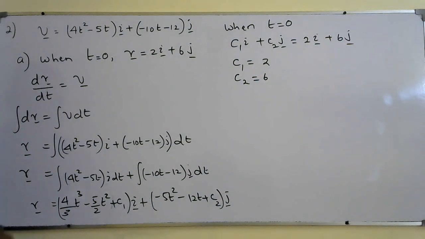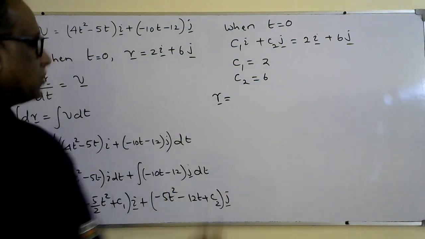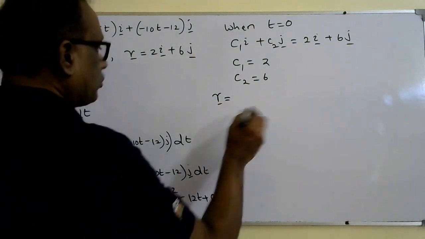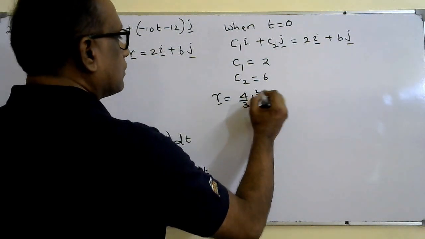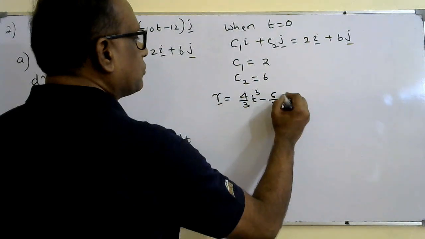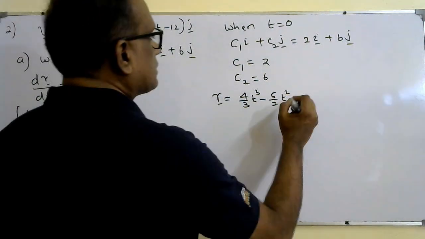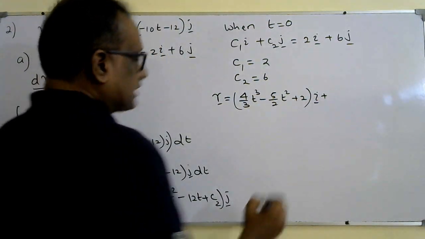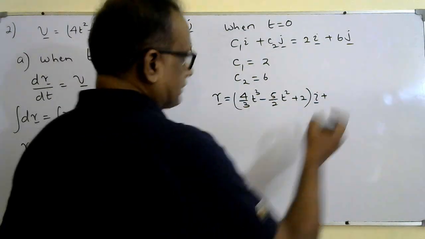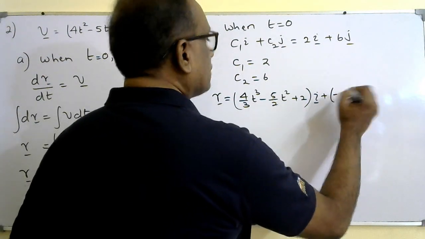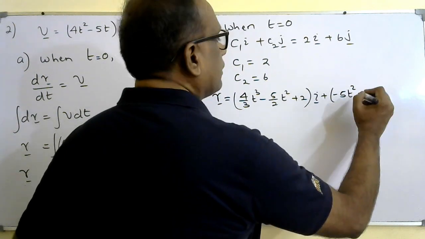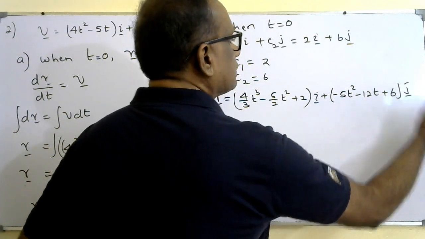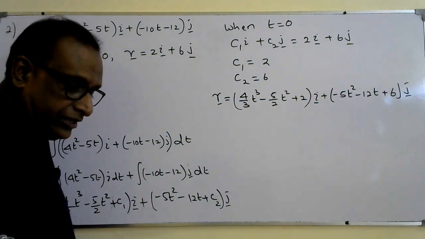Okay, so the general equation for position vector r is equal to 4 by 3 t cube minus 5 by 2 t squared plus 2 i, plus minus 5t squared. You can take the minus out. Minus 5t squared minus 12t plus 6 j. Okay, so at time t equal 2 is the question.